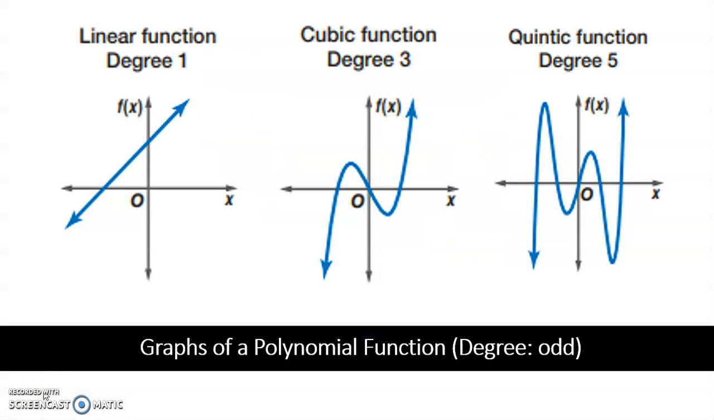How about the graph of a polynomial function that has an odd degree? So we can notice here there are three graphs that we did a while ago that have an odd degree, which are the linear function, the cubic function, and the quintic function. Their degrees are 1, 3, and 5 respectively. So what can we notice about the right side and the left side of the graph of each function here? We could see that the left side and the right side of the graphs of these functions go in the opposite direction. So meaning if one side is increasing, the other side is decreasing.